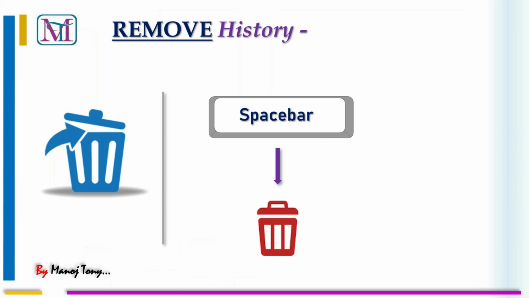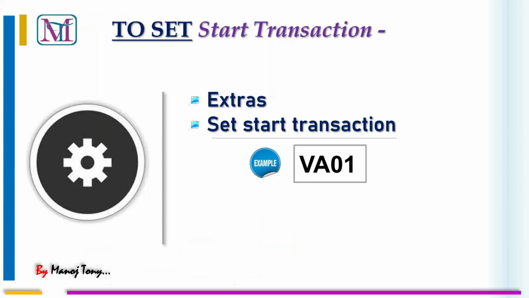Next is to set the start transaction. If you set the start transaction, if you give any transaction code, whenever you log into the SAP system, it will propose that transaction code screen by default. So how to set this? We'll go to extras, set the transaction code. Whichever transaction code you want to give, that transaction code will be displayed by default while logging in to the SAP system. When you enter your user ID and password, the system will propose that screen.